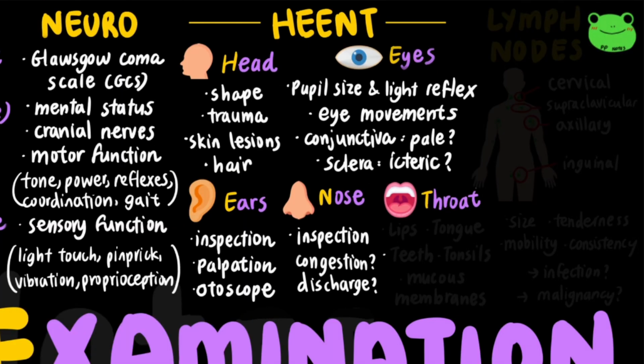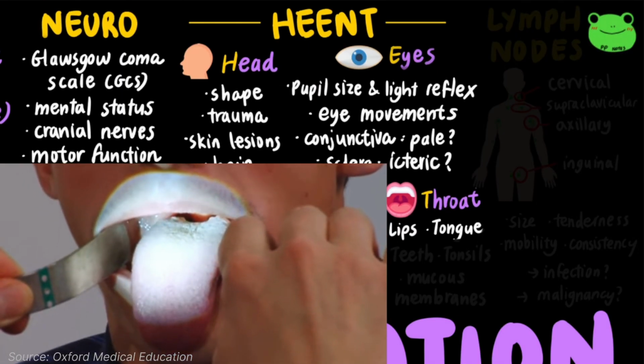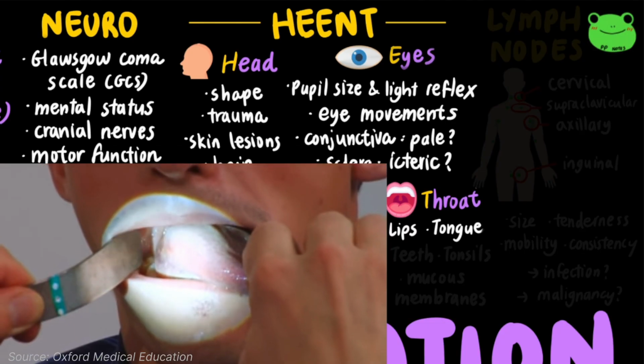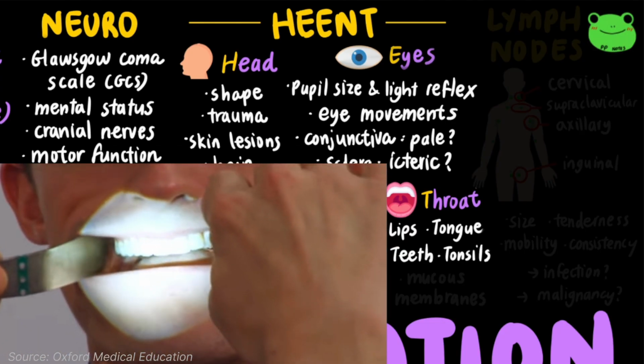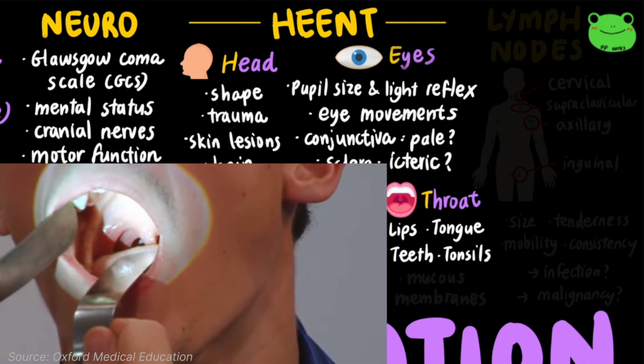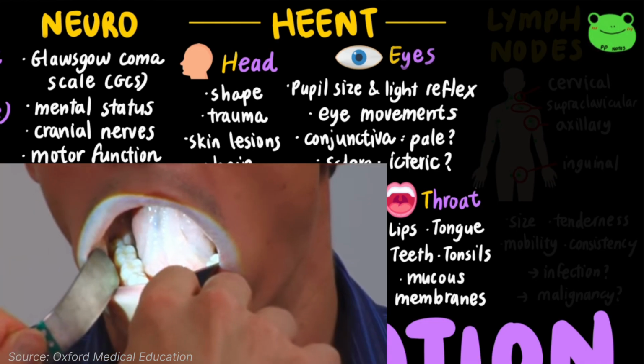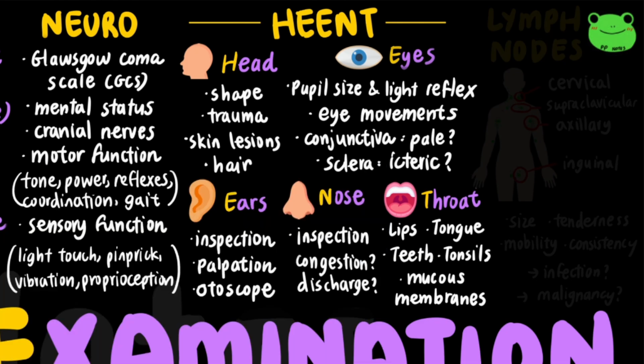Finally, for the throat and oral cavity, we check the lips and tongue for ulcers, dehydration, or cyanosis, and the teeth for dental caries or poor dentition, the tonsils for enlargement or exudate suggesting infection, and the oral mucosa for pallor or ulcers. Next, let's go through the lymphatic system.